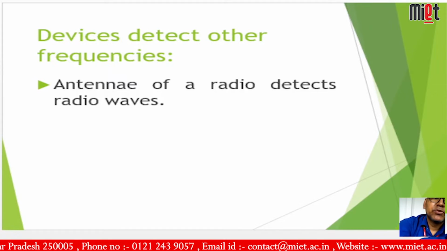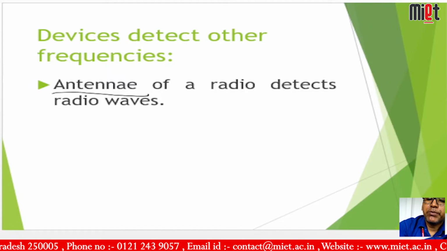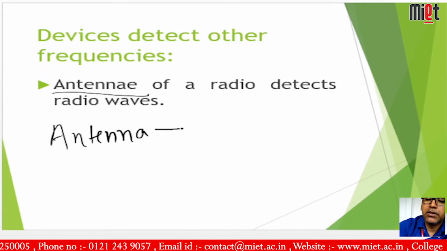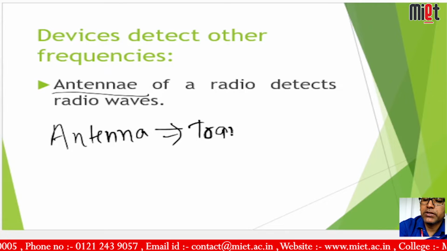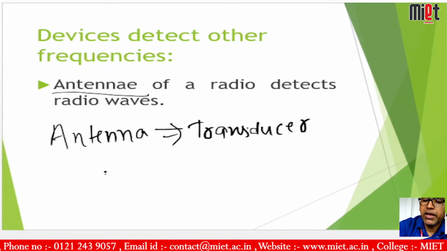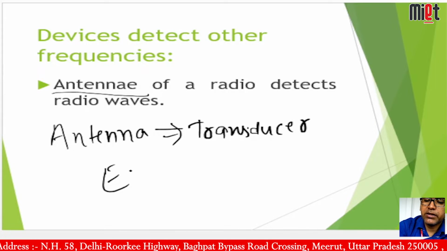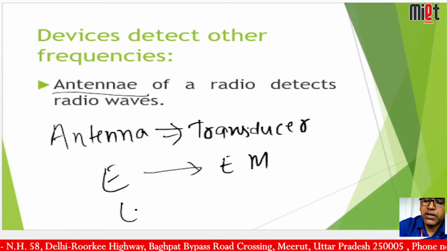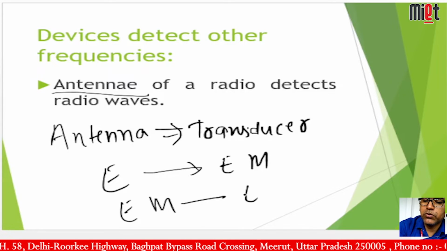Antennas are the devices which can detect electromagnetic waves. Basically, I told you that an antenna is a transducer. An antenna is a transducer which converts electrical energy into electromagnetic energy, as well as converting electromagnetic energy into electrical energy.